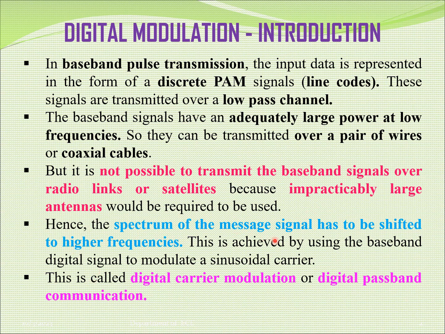Hence, the spectrum of the message signal has to be shifted to higher frequencies in order to reduce the antenna size. This is achieved by using the baseband digital signal to modulate a sinusoidal carrier, right? This is called digital carrier modulation or digital passband communication. So the need comes here: for long distance communication we cannot use the baseband signal as such. So we use it to modulate the carrier, and then we transmit over long distance by using satellite or radio links.